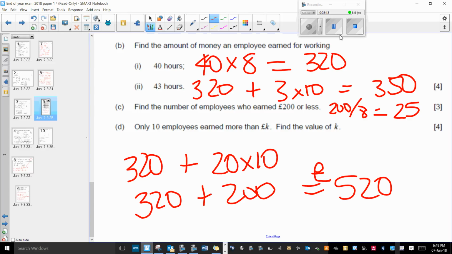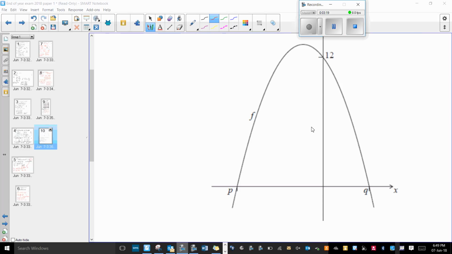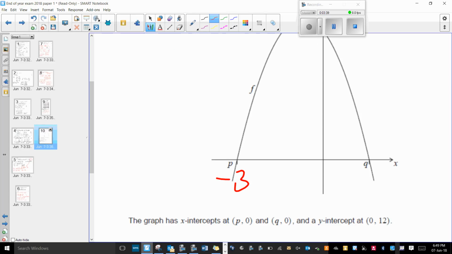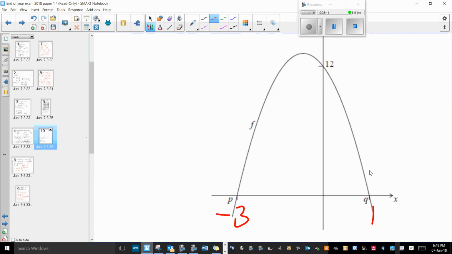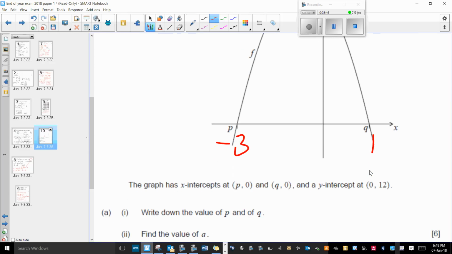Okay, last question on this paper. Right, so if our factorized format has x plus 3 and x minus 1, we know that the roots, or in other words where it crosses the x-axis, is -3, +1. So we know that that value has to be -3 and that value has to be 1. So P and Q, so -3 and 1, done.